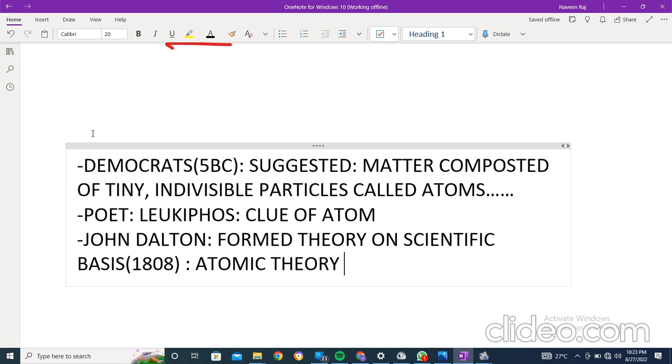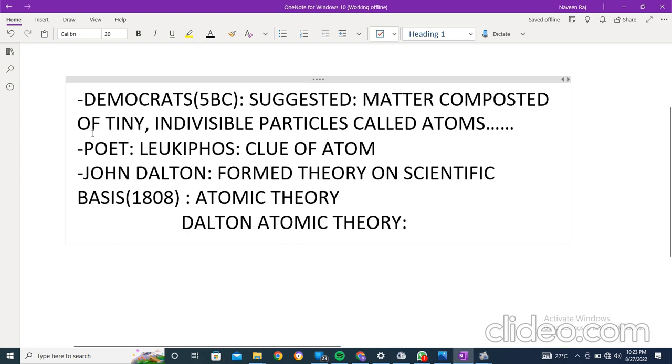Okay, right. So what was the theory about? We need to look into some points here. This theory was also called atomic theory or Dalton atomic theory, right? Dalton atomic theory.